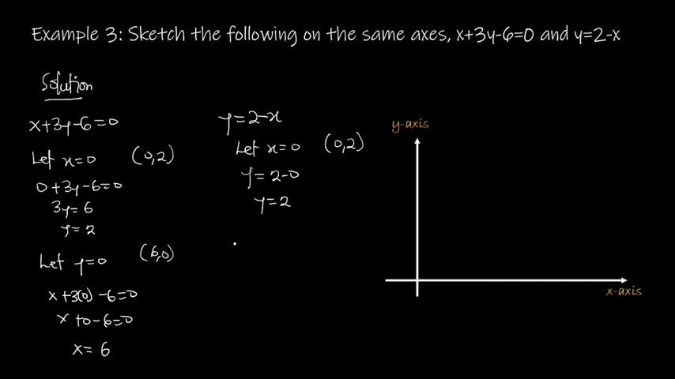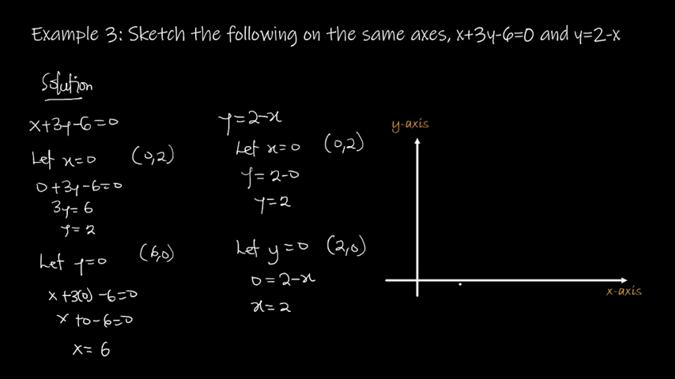From there I say let y be 0 now. So I have here 0 is equal to 2 minus x. So I bring the negative x to this side of the equation, it becomes x is equal to 2. So I have the second point to be 2, 0. Alright, so from there I can go ahead and plot my graph.